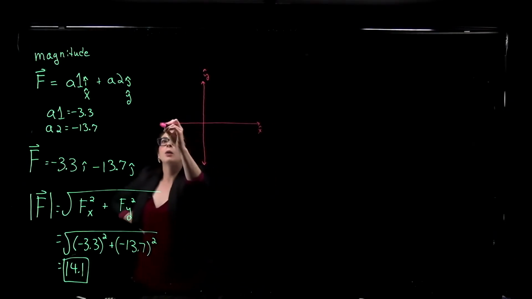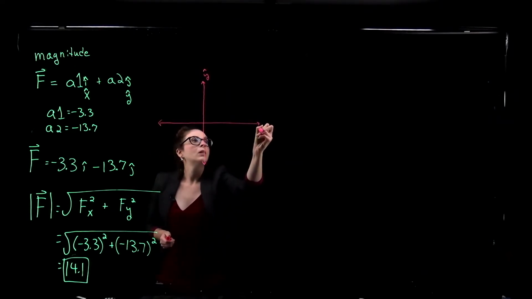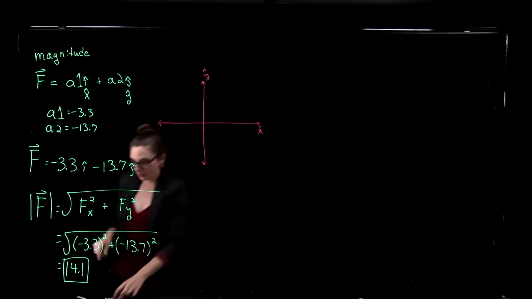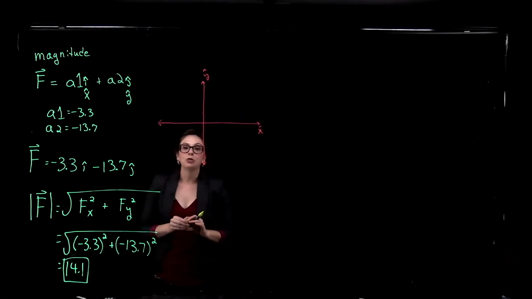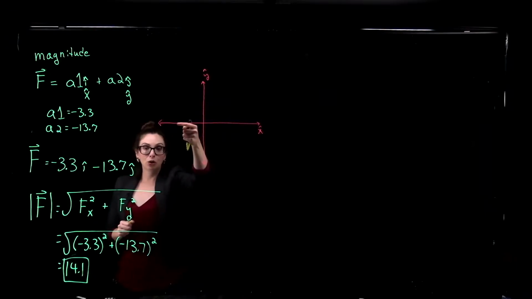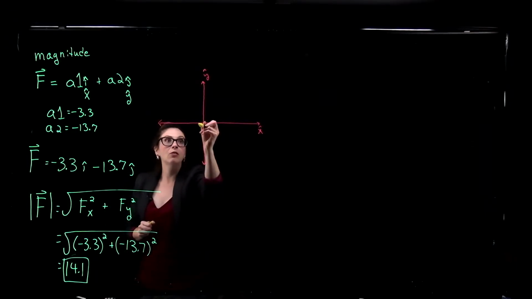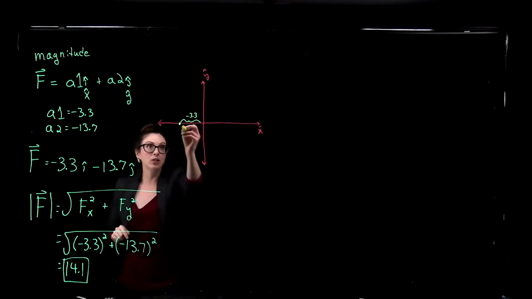Now my vector has a component of minus 3.3 in the x direction. So that means it's in the negative x direction 3.3 units. So I have to go over, let's say that this is 3.3 units. I had to go in the negative direction. And then I have to go down 13.7. That's the negative part on there. It tells me I have to go down.